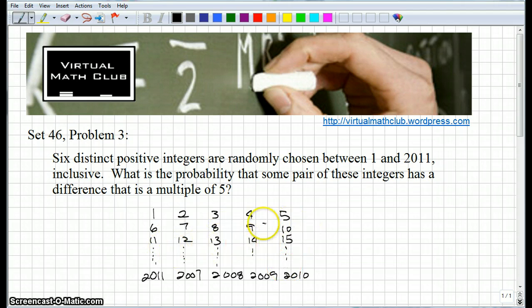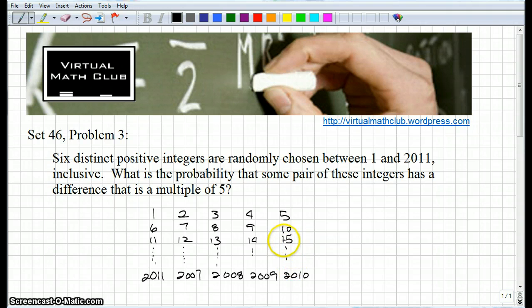That categorizes all of the numbers between 1 and 2011. Okay, so the numbers that we choose have to fall into one of these categories. They have to be in this set of numbers, starting with 1 all the way up to 2011, every 5th number. And this is again every 5th number, but starting with 2. Here's every 5th number starting with 3, every 5th number starting with 4, and every 5th number starting with 5.